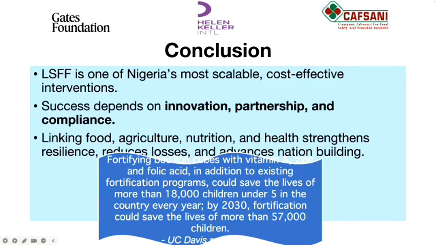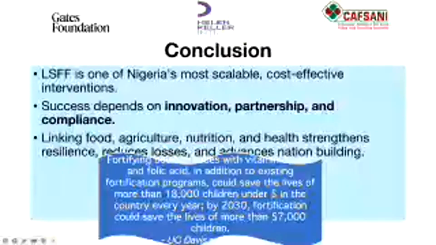And in conclusion, I would say that LSSF is the most scalable, cost-effective intervention because people do not need to change their dietary pattern and industries do not have to make overly expensive infrastructural investments when they are doing large-scale food fortification. And like I said, success depends on marrying food agriculture resilience, reduces loss, and advances public health nutrition in Nigeria.